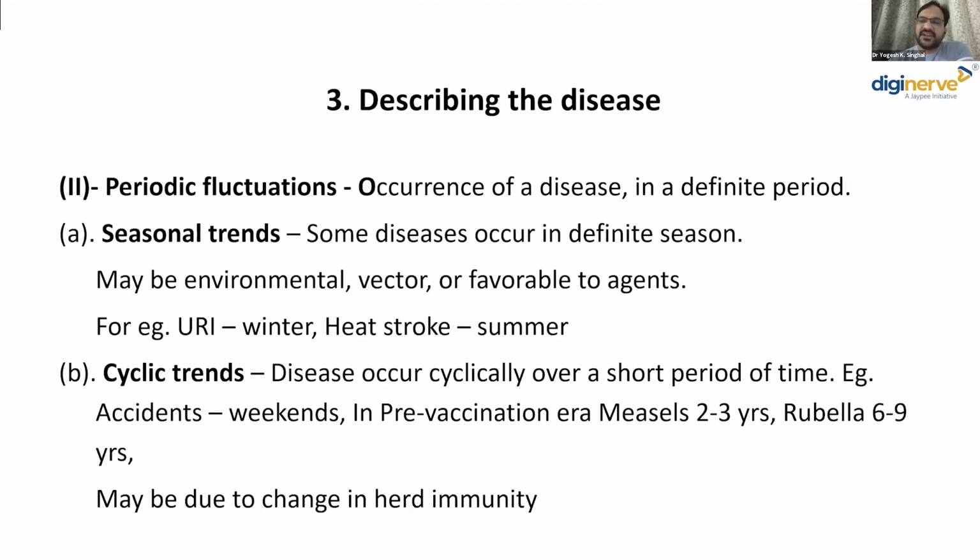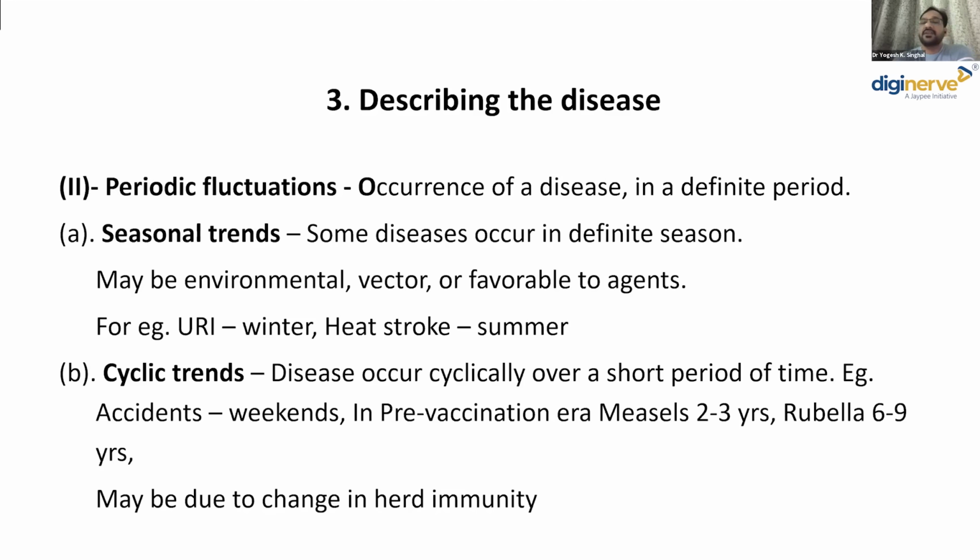There are some diseases which occur every 2 years or 3 years. Suppose in the pre-vaccination era, measles cases were rising every 2 to 3 years. You might have heard about swine flu. The first epidemic came in 2009. After that, one more outbreak in 2012. Then one more outbreak was in 2015. Then one more outbreak was in 2018. So every 3 years, there were cases of swine flu. It is called the cyclic trend.